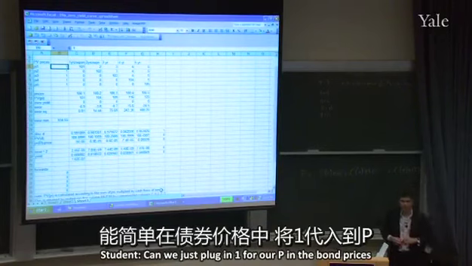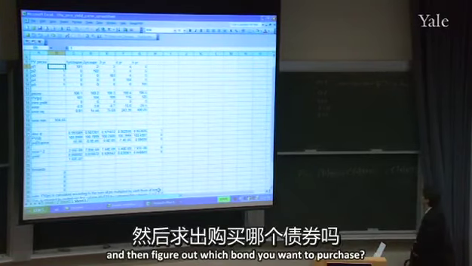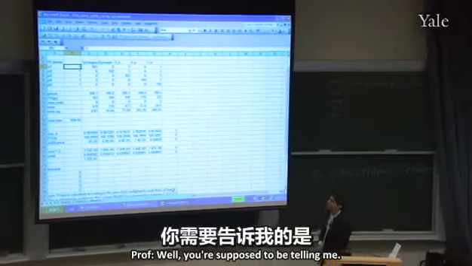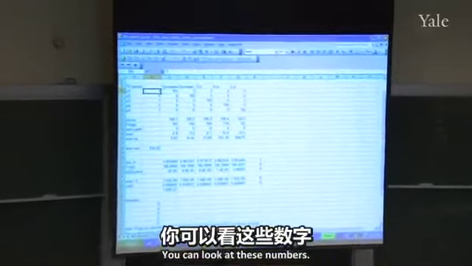Yep. Can we just plug in 1 for our P and then the bond prices and then figure out which bond you want to purchase? Well, you're supposed to be telling me. What do you want to do? I want to know exactly what to do. You can look at those numbers.